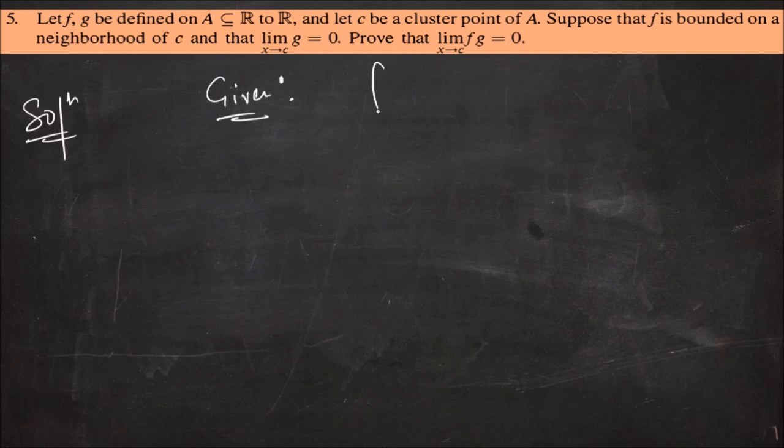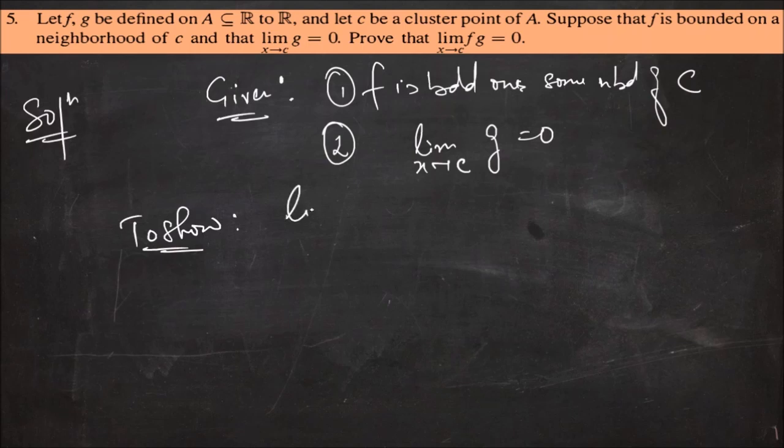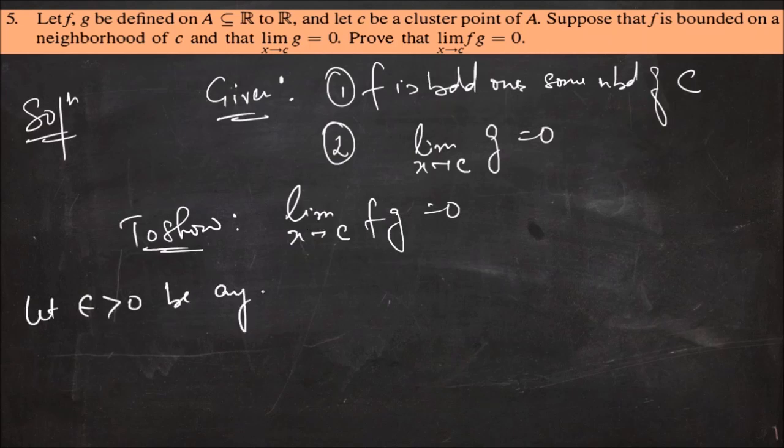So what we have been given: f is bounded on some neighborhood of C, and limit as x tends to C of g(x) is equal to 0. And what we have to show is that limit as x tends to C of fg is equal to 0. For this, we will use the epsilon delta definition. So let ε greater than 0 be any real number.